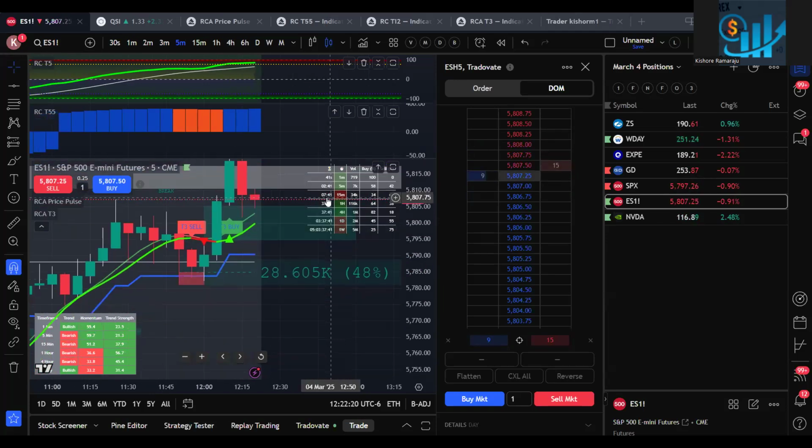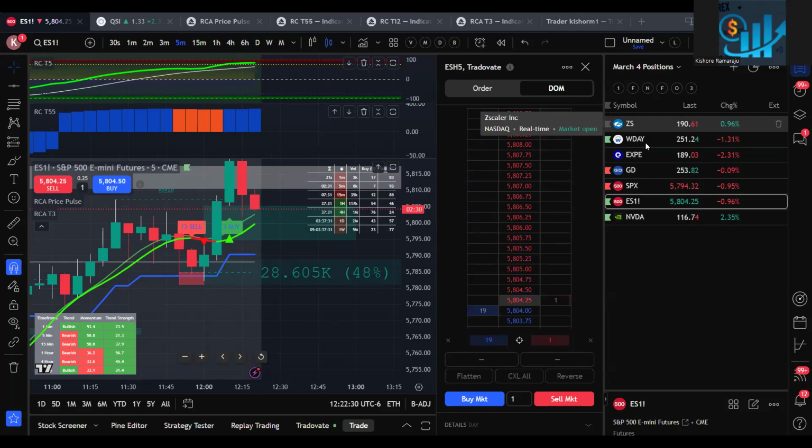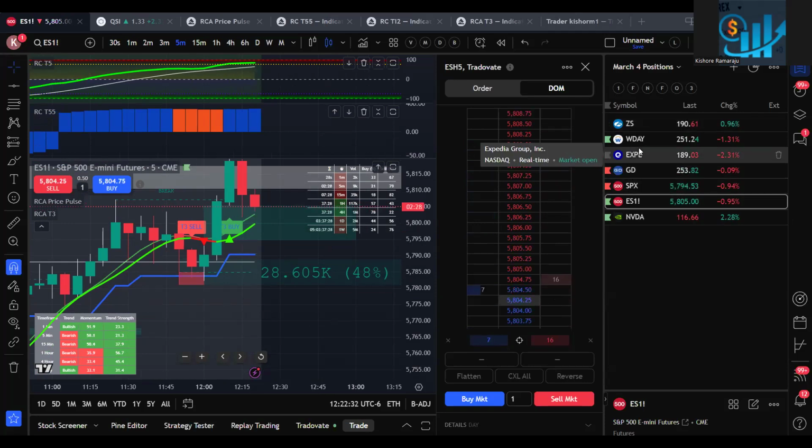So we made profits with ES bull puts, with SPX bull puts, with SPX calls, with Nvidia calls, with ZS, with Workday. We are holding EXPE and GD. We took profits on everything else.